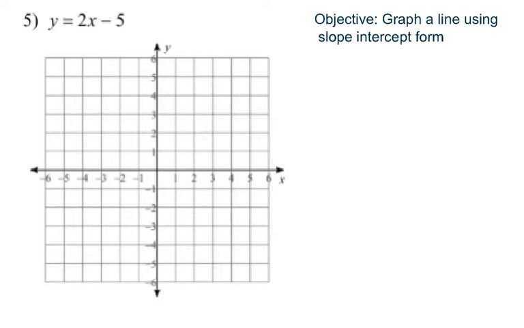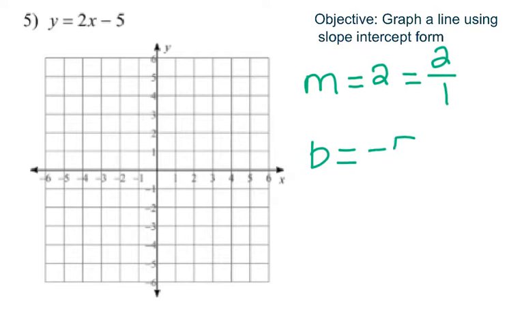Okay, so first step, remember we have to identify the slope. So our slope is 2. So any whole number you can put over a 1 in order to make it rise over run. Because remember, 2 divided by 1 is just 2. Now my y-intercept is -5. So I'm going to start at -5. I'm going to put a point on the -5 on the y-axis.